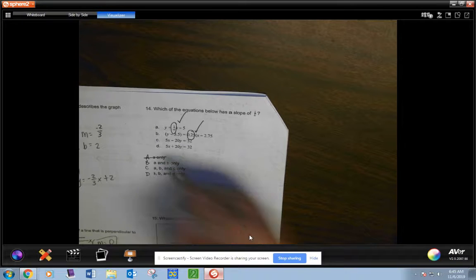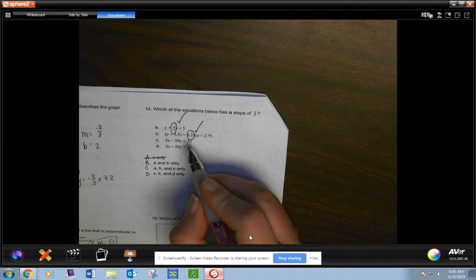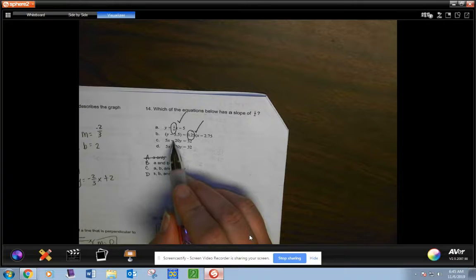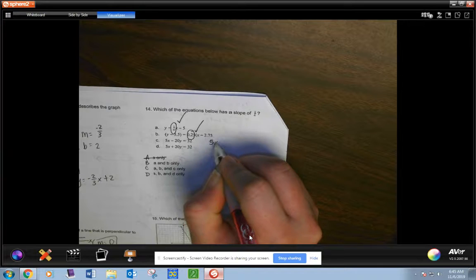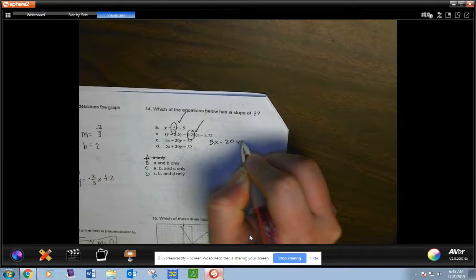So I can get rid of A. But now I need to see if C or D works. So you know that they have opposite signs, so only one of these is going to work. So hopefully the one I pick is going to work. So I'm going to pull over 5x minus 20y equals 32. And I'm just going to solve for y.